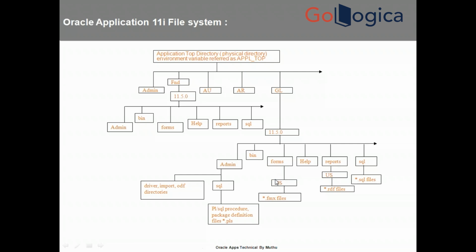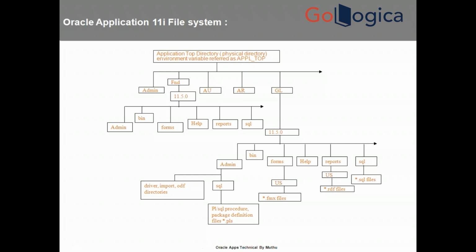Under the forms folder, you can see US top, and under the reports folder, you can see US top. Inside the reports US top, you can see all RDF report files. Inside the forms US folder, you can see all FMX files. On the admin side, you can see the SQL folder, with all SQL files. In the same way, GL, AR, AU, FND. This is all module wise.